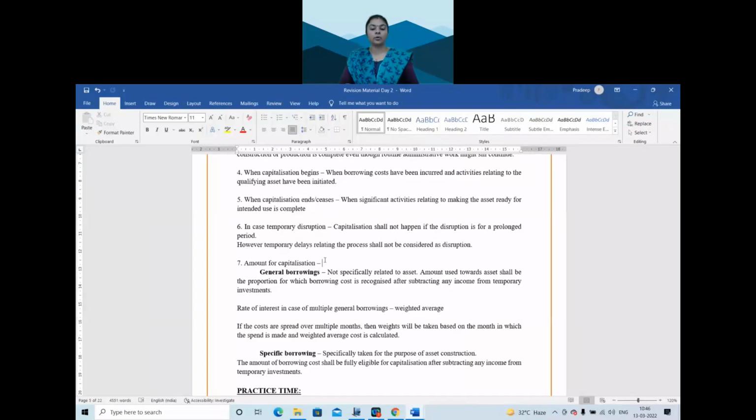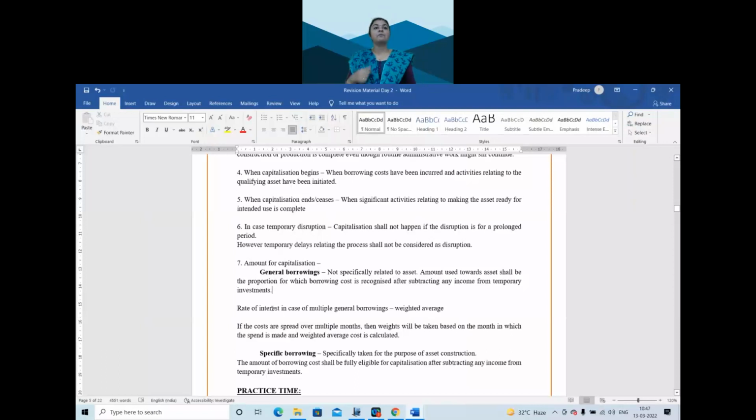What is general borrowing? I have not specifically borrowed for that asset. I have borrowed say 100 lakhs, of which I am using only 40 lakhs towards this asset. So borrowing cost in relation to this 40 lakhs. Say suppose your borrowing cost comes up to 12 lakhs. So 12 lakhs into 40 by 100, the proportionate cost shall be taken to capitalization. The balance cost will go to the P&L account as expenses. Again, if you have earned any income from idle funds, it has to be subtracted. So general borrowings are not specifically related to the asset. The amount used towards the asset shall be the proportion for which borrowing cost is recognized after subtracting any income from temporary investments.